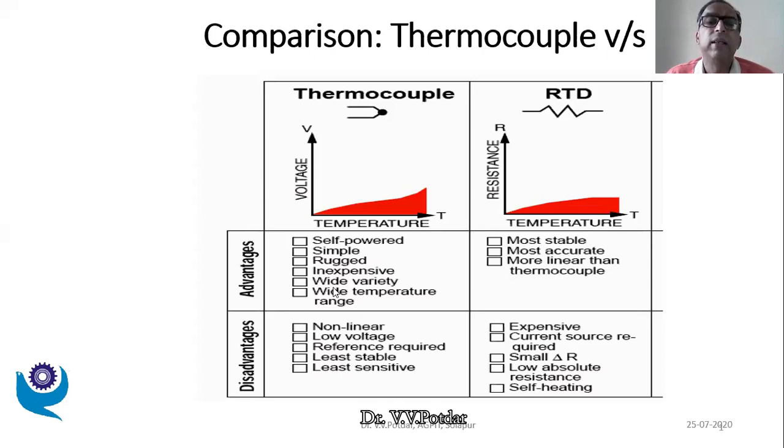Thermocouples are less costly. As we have seen while studying thermocouples, J type, K type, T type, a variety of thermocouples are available. RTDs also have varieties, but these are a bit costlier. Thermocouples have a wide range. So these are a few advantages of thermocouples over RTDs, whereas RTDs have some advantages.